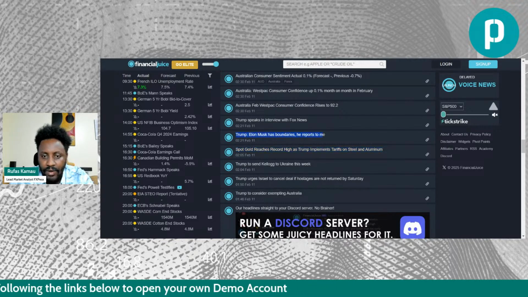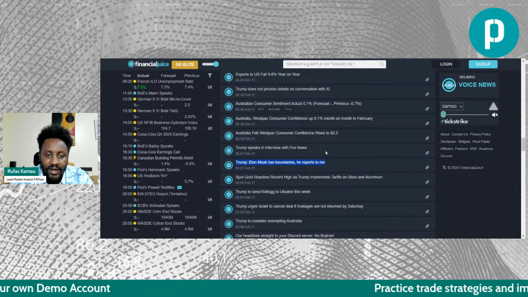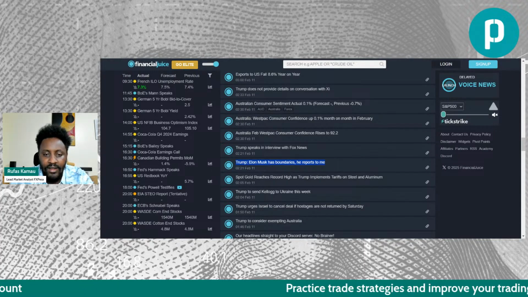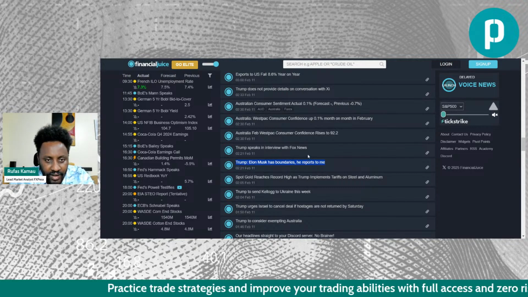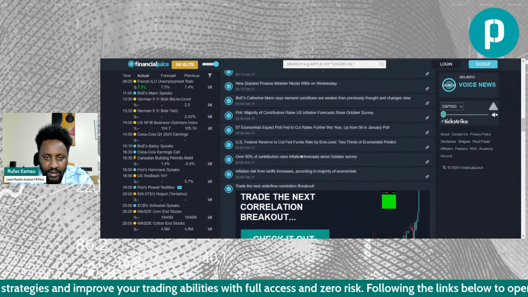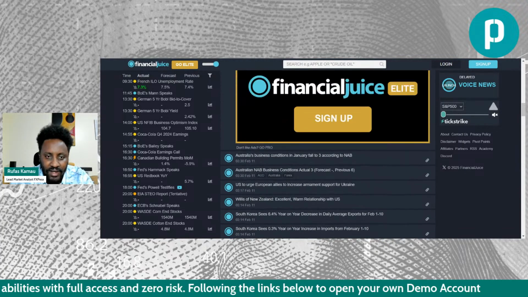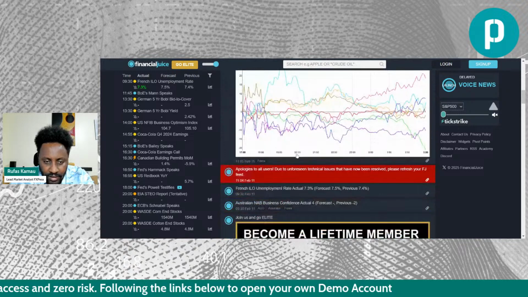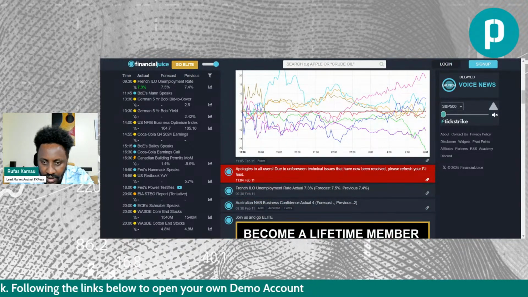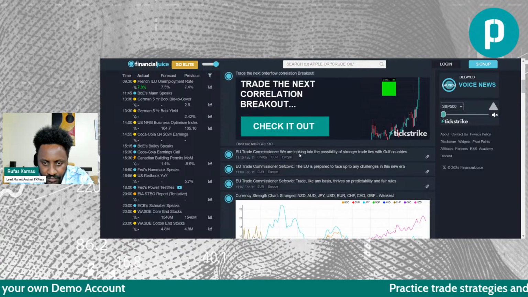Then also Trump defended Elon Musk, who has been facing a lot of fire from Democrats. He said that Elon Musk has boundaries and that he reports to him. So outside of that, we haven't had any other major news this morning. So Trump has been the main news in the markets this morning. So trying to see if there's anything new.